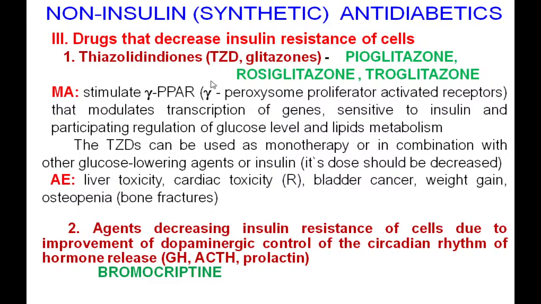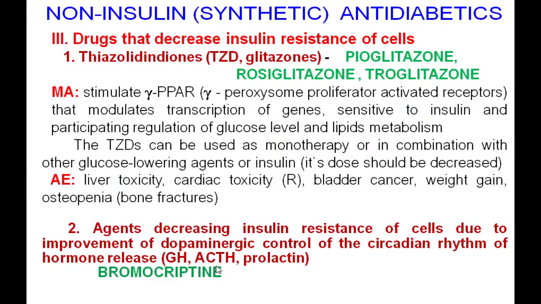But there is this mechanism, stimulation of gamma peroxisome proliferator activated receptors in cell membranes of different cells. So, bromocriptine is a dopamine mimetic, a stimulant of dopamine receptors in the CNS.